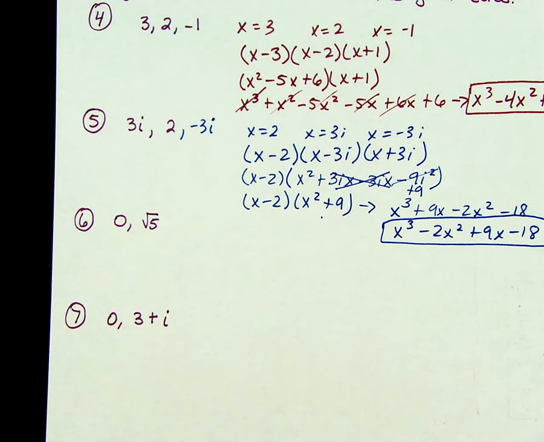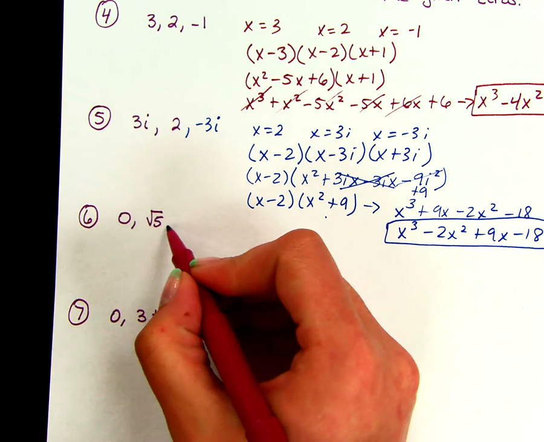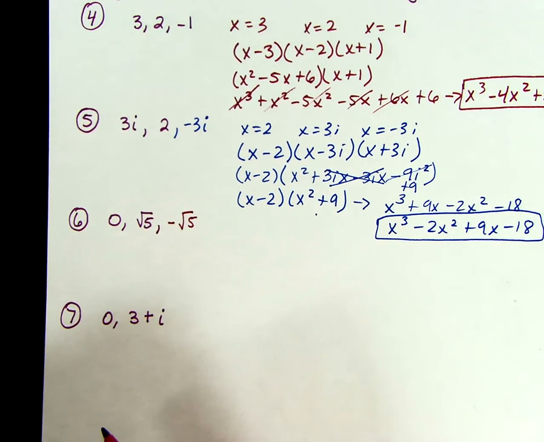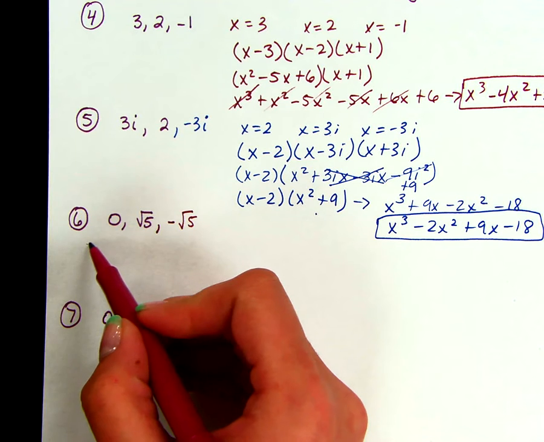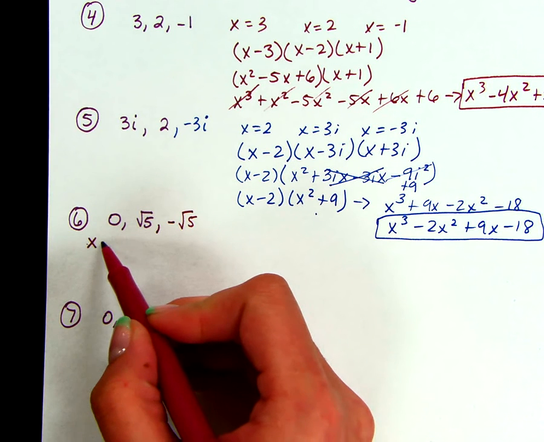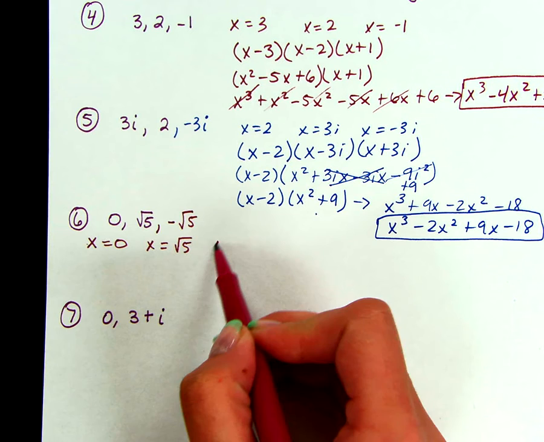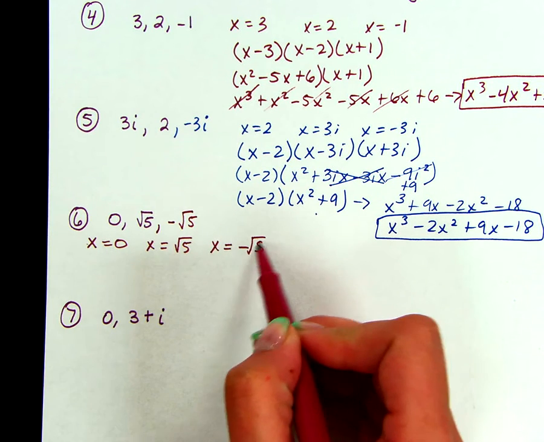All right, next one. So again, same ideas. So this one, since we have a radical, we are also assuming that negative square root of 5 is an answer. Okay. So again, starting in factored form, we would have x equals 0, x equals the square root of 5, and x equals the negative square root of 5.